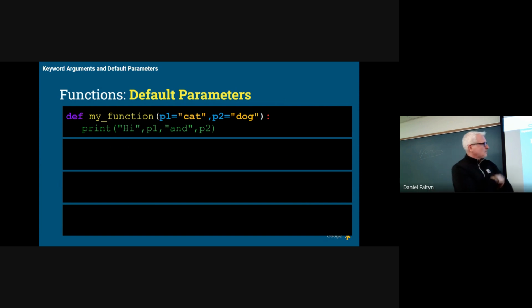Okay. The second topic under arguments and default parameters. This is kind of new. For my parameters, instead of just saying P1, comma P2, I could say P1 equals cat and P2 equals dog. This allows me to make my functions have an optional parameter.